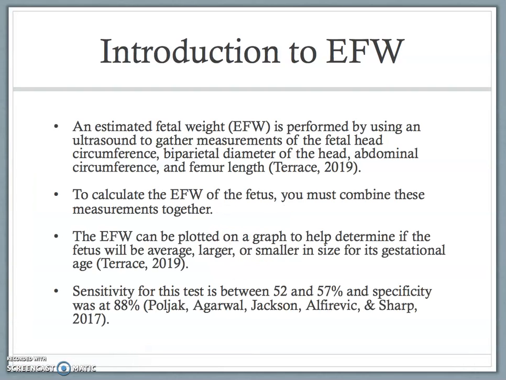An estimated fetal weight, or an EFW, is performed by using an ultrasound to gather measurements of the fetal head circumference, biparietal diameter of the head, abdominal circumference, and femur length. To calculate the EFW of the fetus, you must combine these measurements all together. The EFW can be plotted on a graph to help determine if the fetus will be average, larger, or smaller in size for its gestational age.